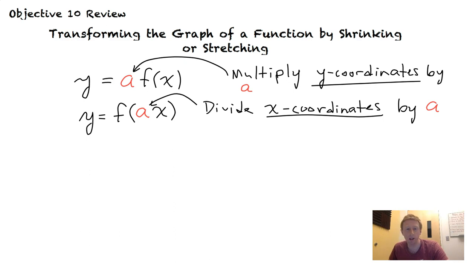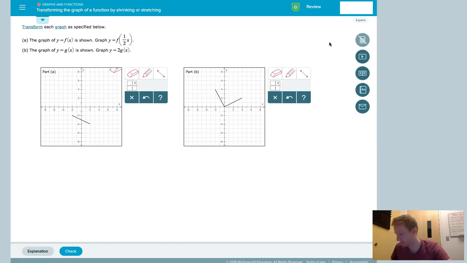Let's go into ALEKS and work on an example problem. You are asked to transform each graph as specified below. Your first graph, the graph of y equals f of x, is shown. Graph y equals f of 1/2 x. And for your second graph, the graph of y equals g of x is shown, and you're asked to graph y equals 2 times g of x.